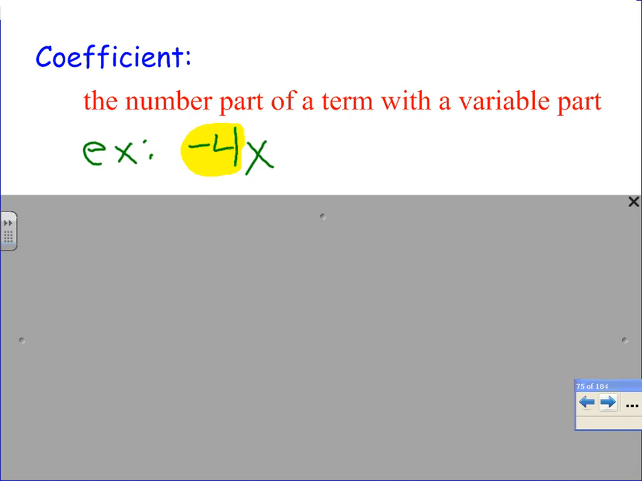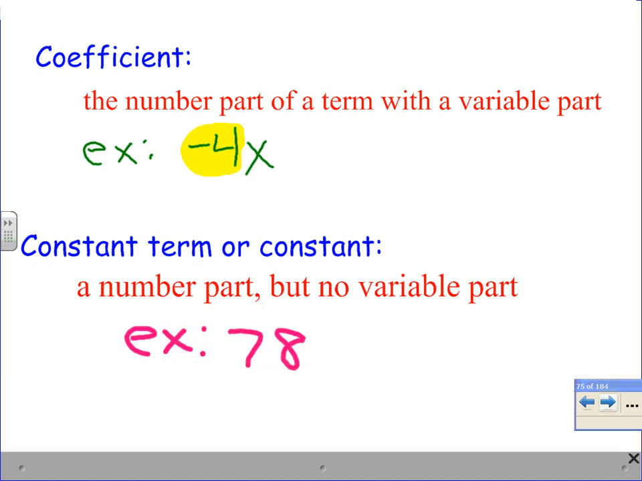Yes, only a number. Okay, this part's easy. A constant term or a constant is a number term, but no variable. So a constant term is any number. Now, not a number in front of a variable, because that's a coefficient. A constant term is like 5, 10, 70. Anything that is just a number.